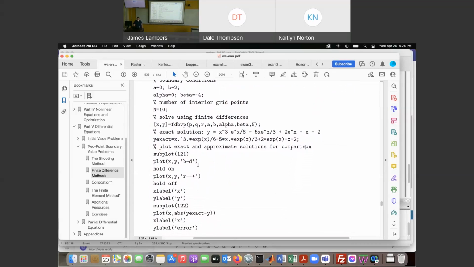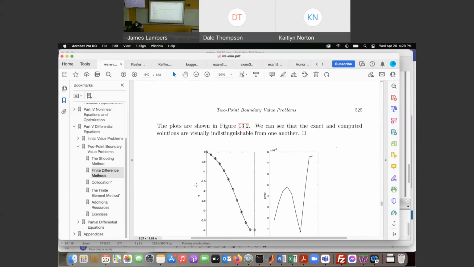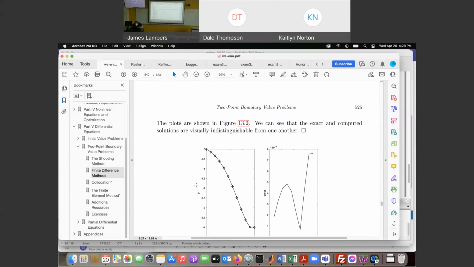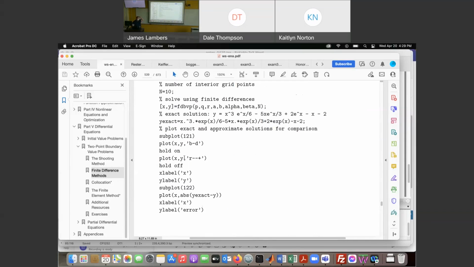And so here I plot my computed solution using a blue curve with diamonds for the data points. And then on the same plot, I plot, oh, that's weird, why did I do that? I make a comment that the exact and computed solutions are visually indistinguishable from one another. Yeah, because I plotted the computed solution twice.